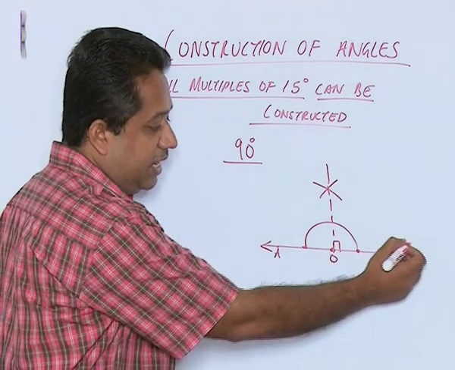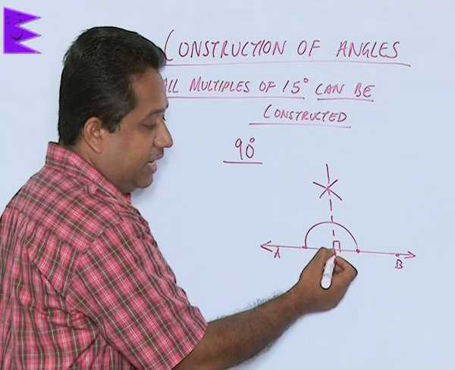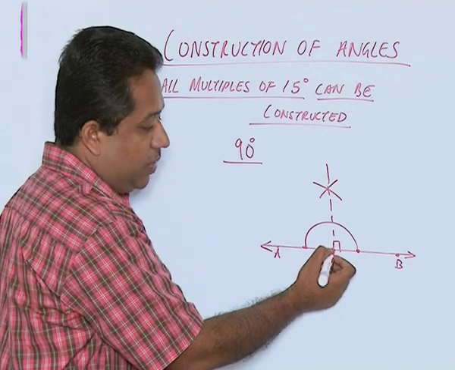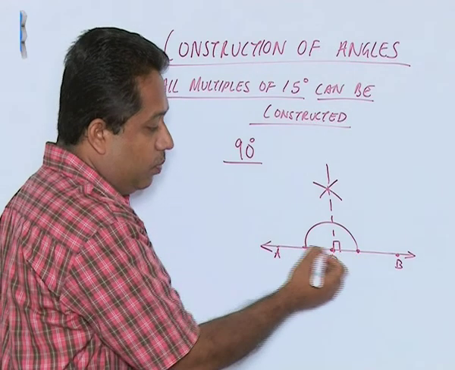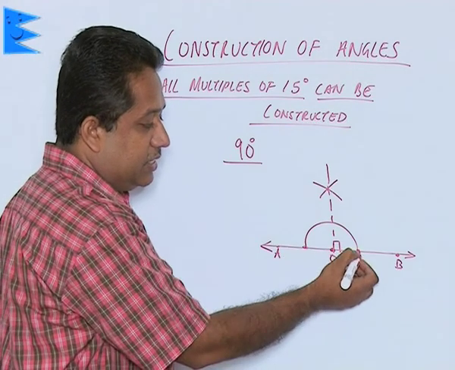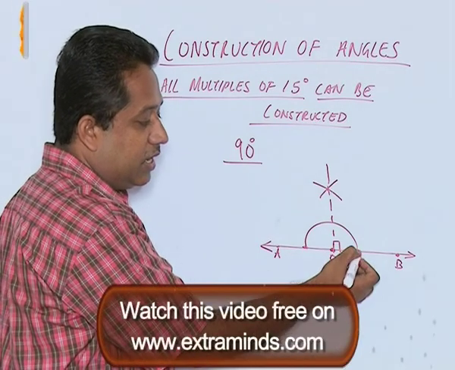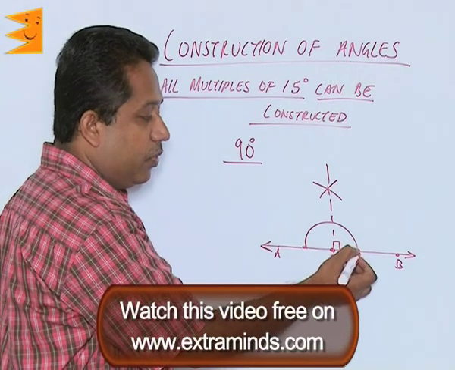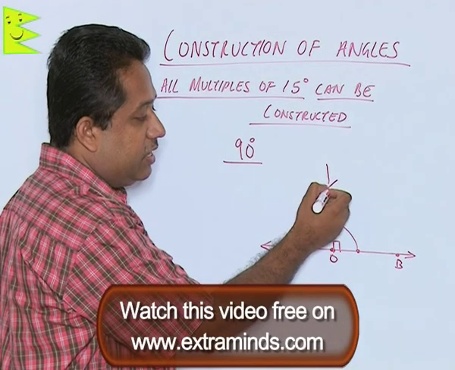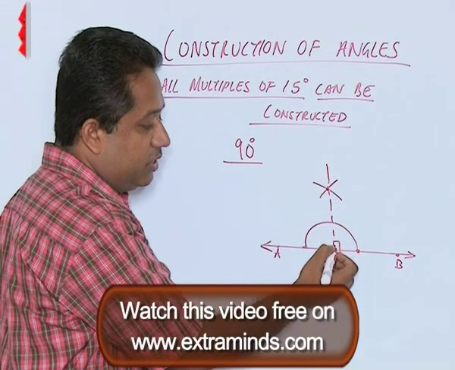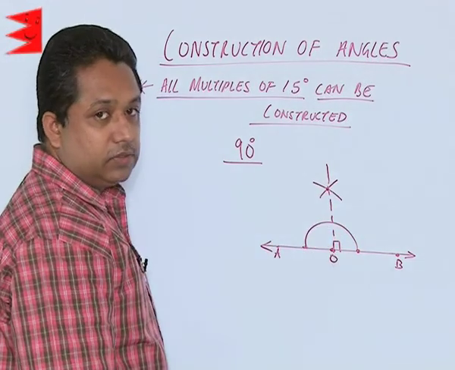So first draw line AB, select any point O, keeping the compass at O, draw any arc. We get 2 points on the line where the arc is intersecting the line. Those 2 points are taken, and from those 2 points take any radius and cut arcs intersecting each other at this point. When we join, this angle will be 90 degrees.